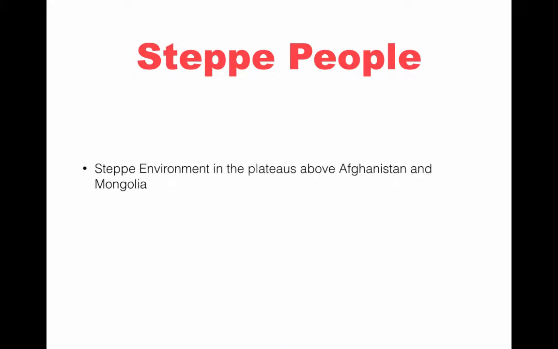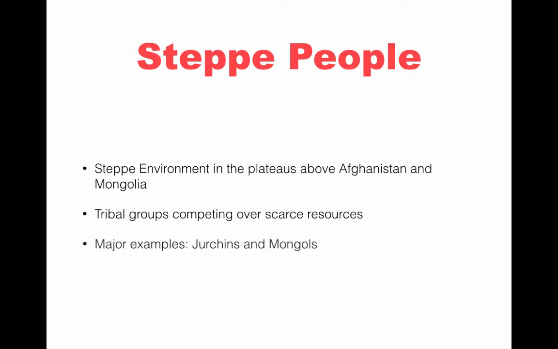Again, these are the Steppe People, and the Steppe People that we're talking about live in the plateaus above Afghanistan and Mongolia. I like to use as the example for the kids where soldiers are fighting today right above Afghanistan and Pakistan in that very high altitude region with the mountain ranges that are there, to give them an image. The people who are there are tribal groups. They are competing over extremely scarce resources. And as they are doing this, they end up conquering other civilizations.